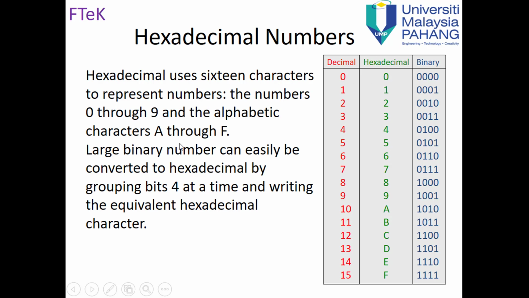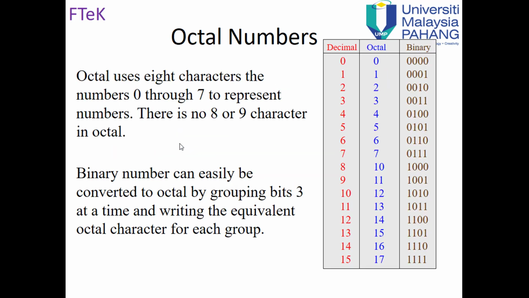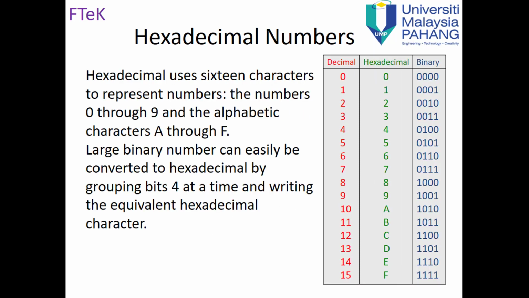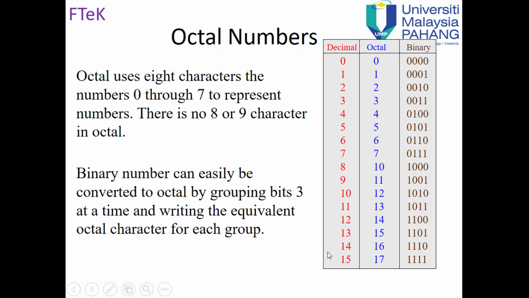So hexadecimal uses 16 characters to represent numbers. The numbers between 0 and 9 are the same as decimal. Then we use the alphabetical characters A, B, C, D, E, and F. A large binary number can easily be converted to hexadecimal by grouping bits 4 at a time and writing the equivalent hexadecimal character. As you see here, if we collect the 4, this 4 can be written as 0, this 4 can be written as F.